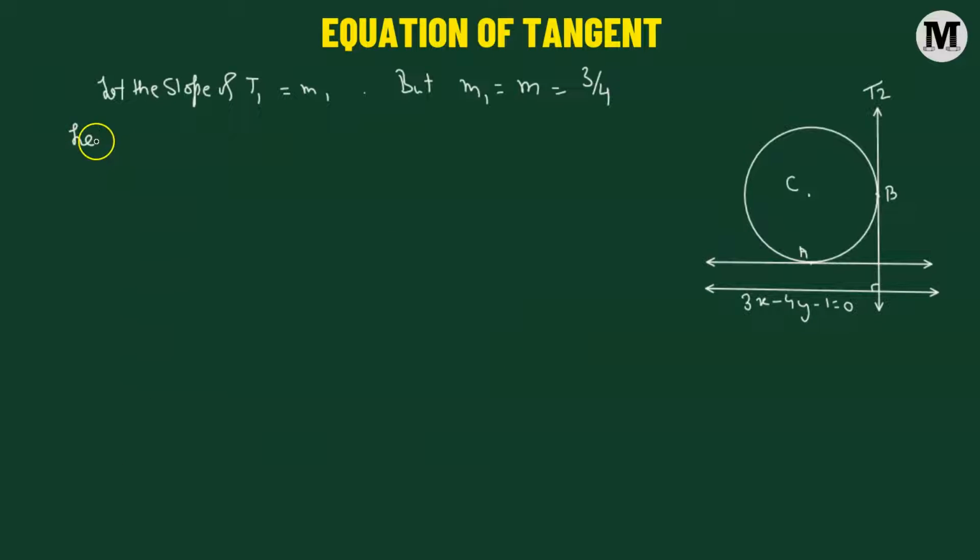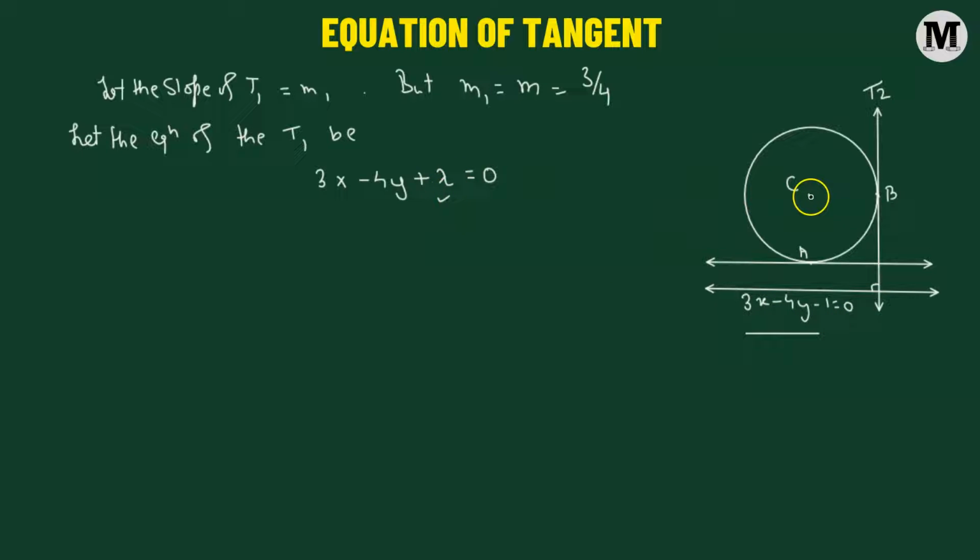So we're going to suppose that the equation of the tangent T1 be 3x minus 4y plus lambda equals 0. So its equation is going to be similar to that of the equation of the straight line, except for the value of the constant. So here we will be considering lambda instead of negative 1. Now our goal will be to find out the value of lambda.